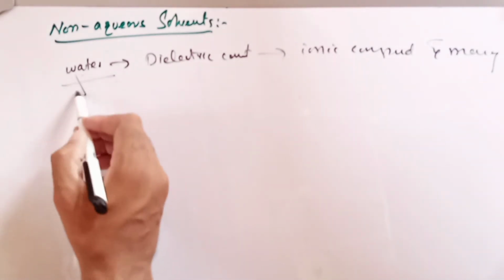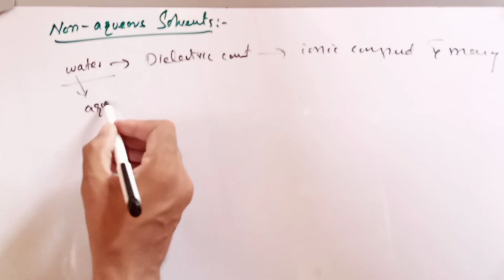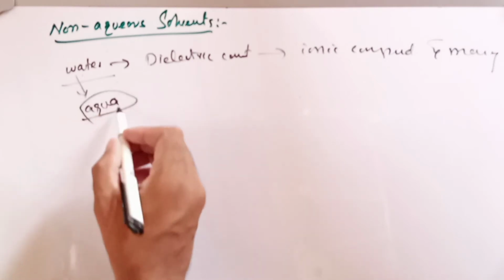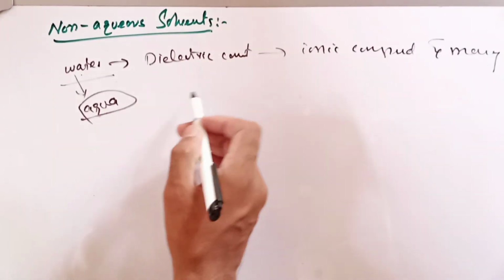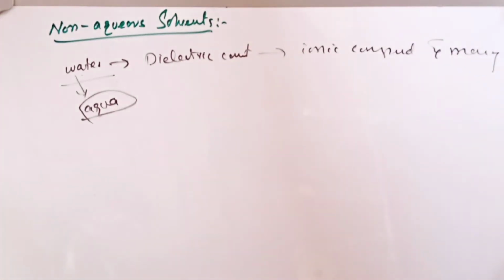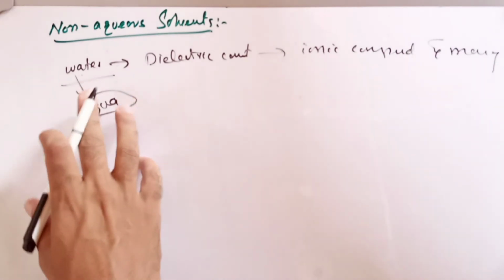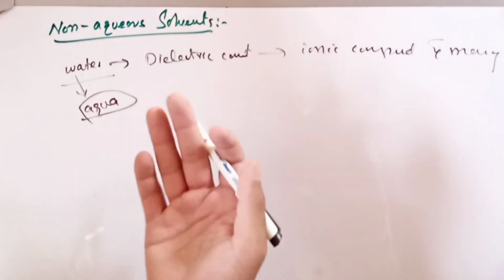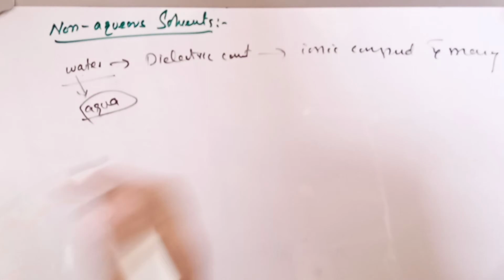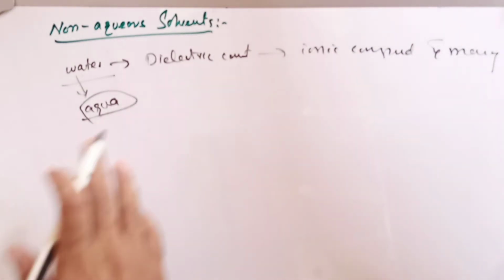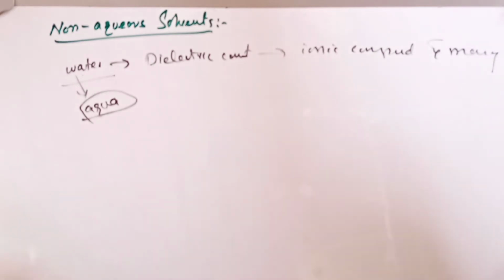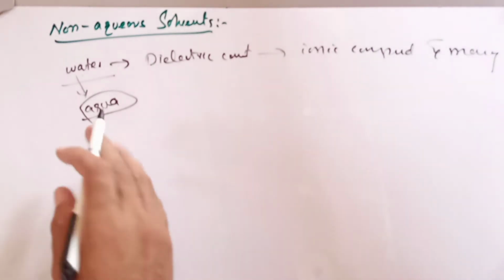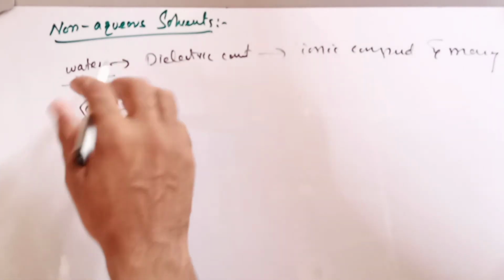Water is called aqua. Aqua means water. So all those reactions in which water can be used as a solvent or as a medium will be preferred in aqueous solvents. These reactions can take place in aqueous solvents, and the solvent will be called an aqueous solvent.